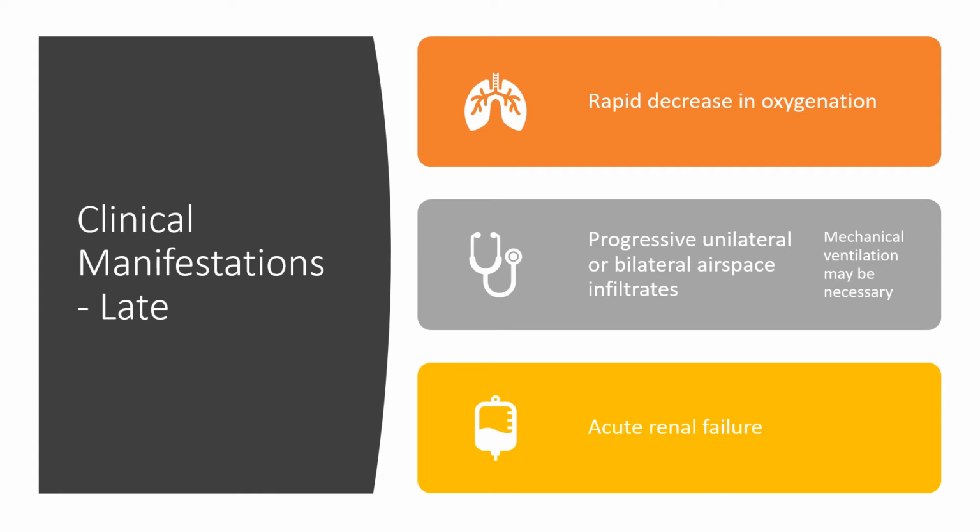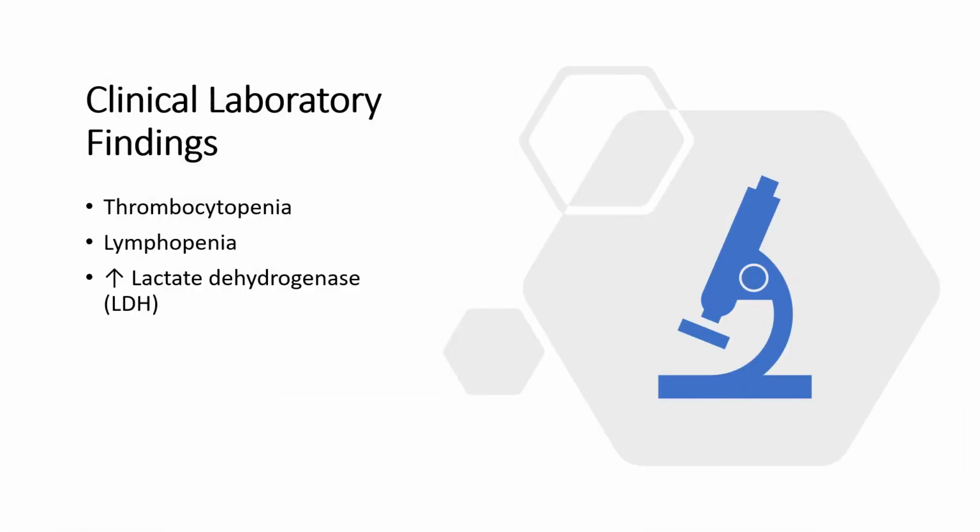The illness progresses to pneumonia, showing decreased oxygenation and abnormal chest X-rays, leading ultimately to pulmonary failure in severe and fatal cases. Shock and renal failure are also commonly reported in severe and fatal cases. Laboratory abnormalities, including decreased platelets, decreased lymphocytes, and increased LDH, have been reported.